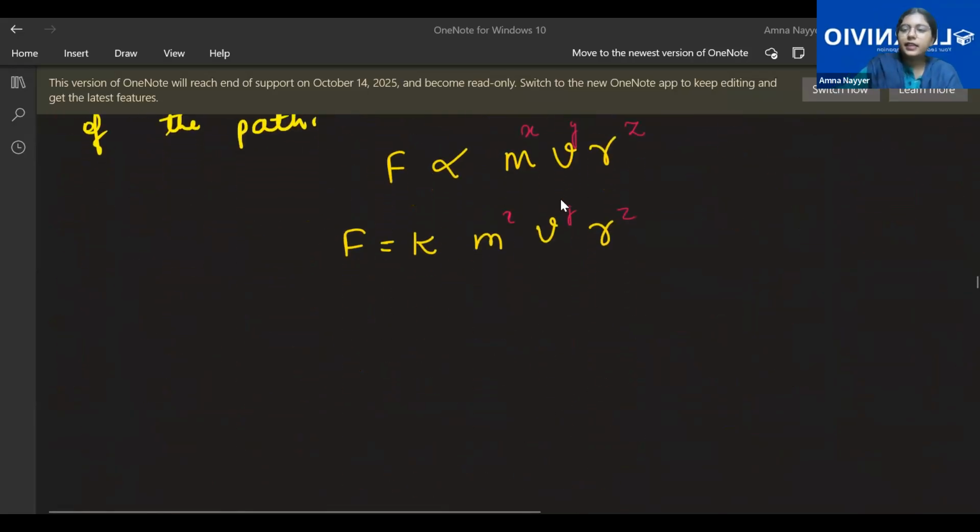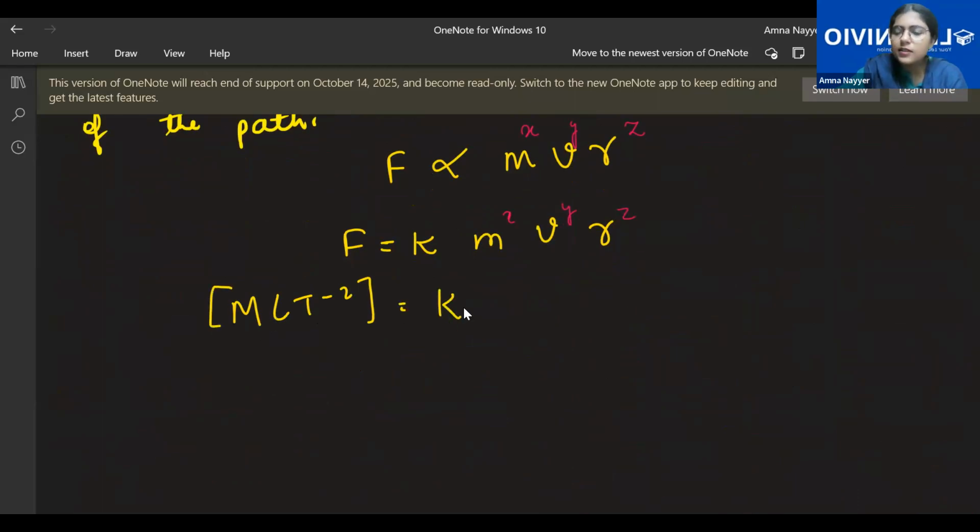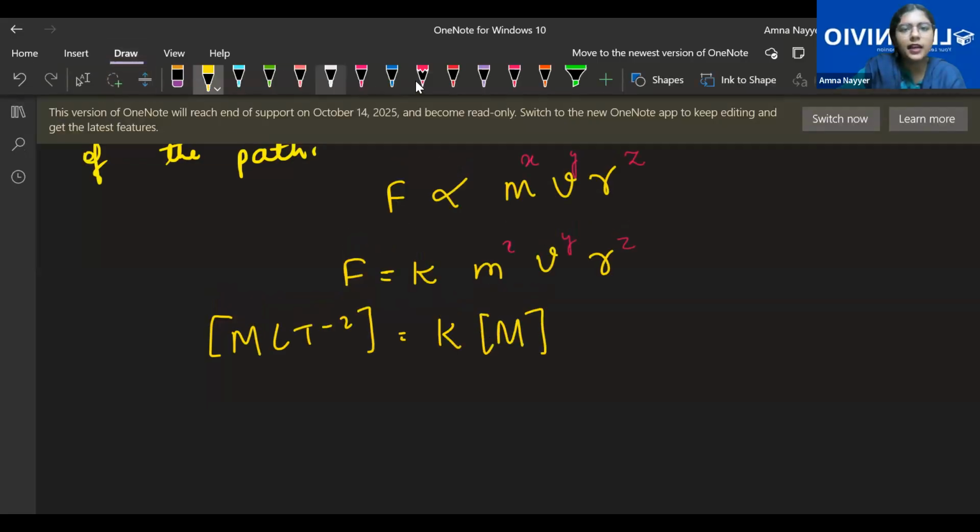Okay. All right, see, for the force, remember it's mass into acceleration. So mass into acceleration in dimensions is M L T to the power minus 2, is equal to K, where K is the constant, some constant which you are not aware of and are not concerned with. Your work is not to write this K. Your K will be this constant. Mass will be written as M.